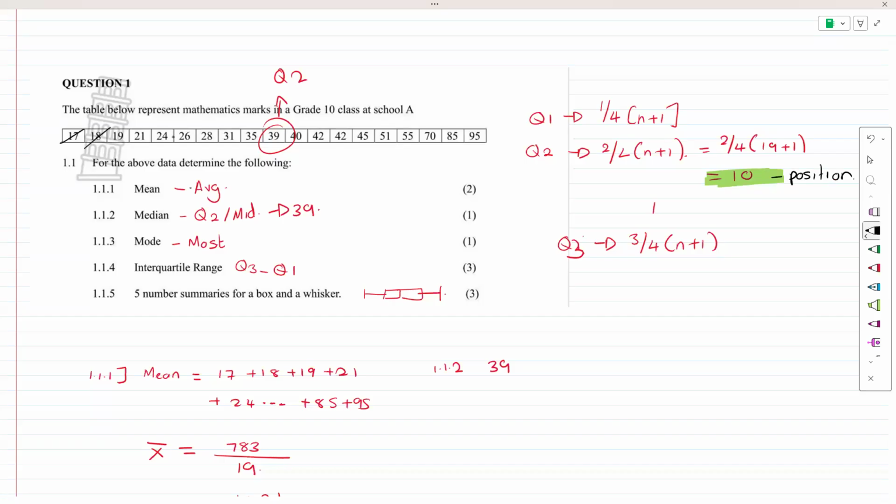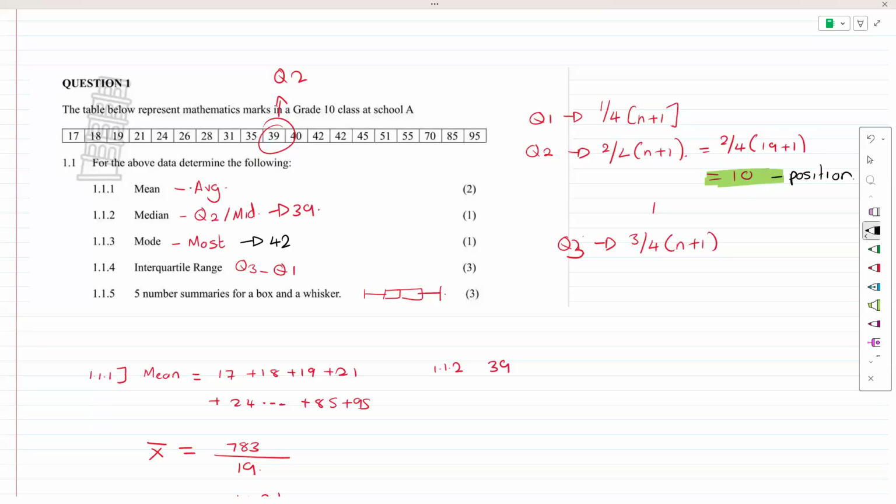So let's go 1, 2, 3, 4, 5, 6, 7, 8, 9, and we found out that Q2 is 39. What is the number that appears the most? The number that appears the most in this is 42 because it appears twice. Now, guys, Q1 and Q3 needs to be done as well.